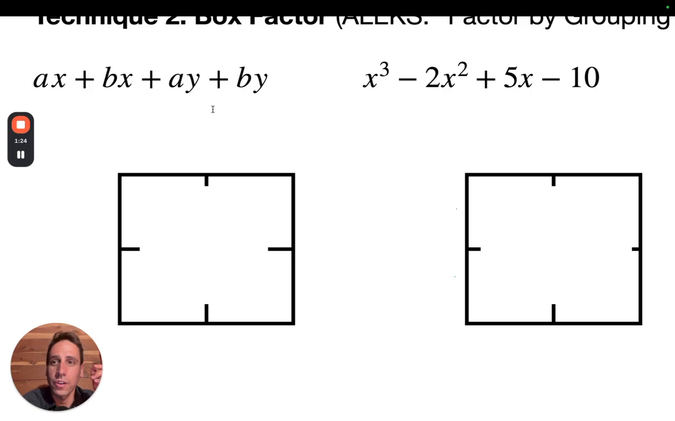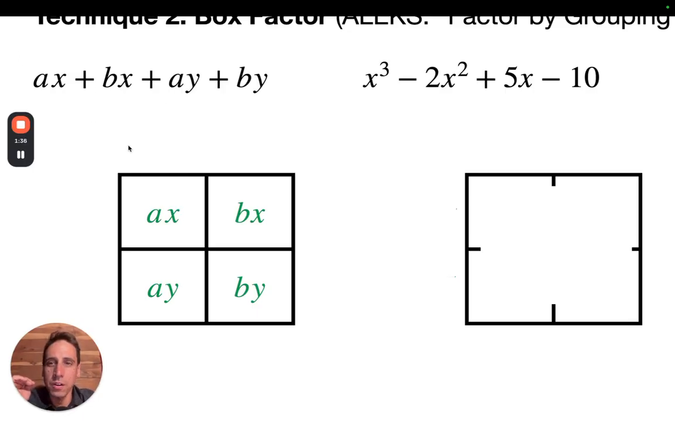So in box foiling, you started with terms on the outside. Here, we're going to start with terms on the inside. Take those 4 terms and put them on the inside, like this. There's a couple of right ways of doing this, but I just like to read basically from left to right: ax, bx, ay, by. The most important thing is that the most complex term, like x cubed over here, should go in the top left, and the least complex term, the lowest order term, goes diagonally from it. If you do that, then you can set them up however you want.